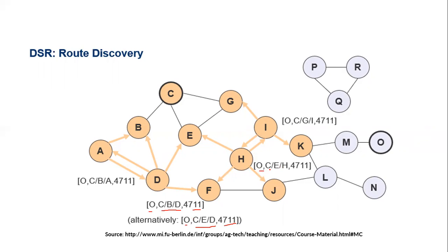Destination is O, path traversed is C, E, H. I will do like this. Destination is O, path traversed is C, G and I. Okay.